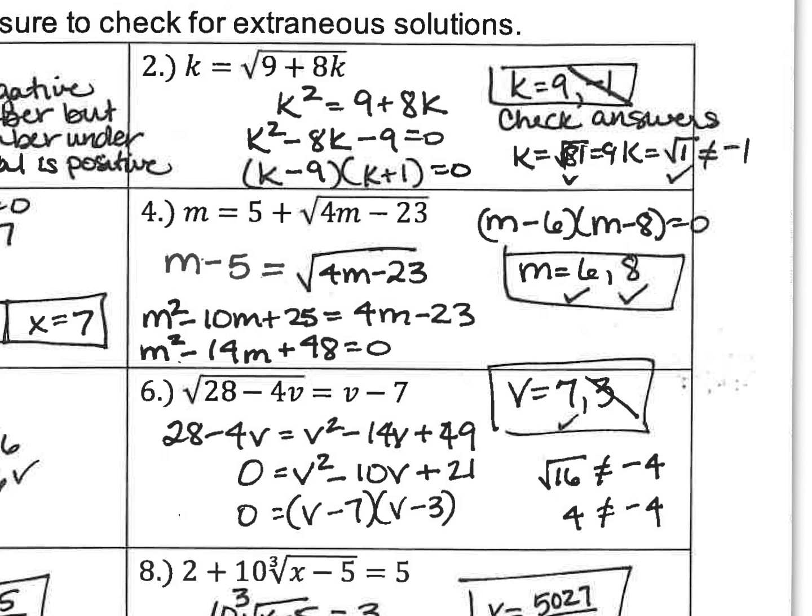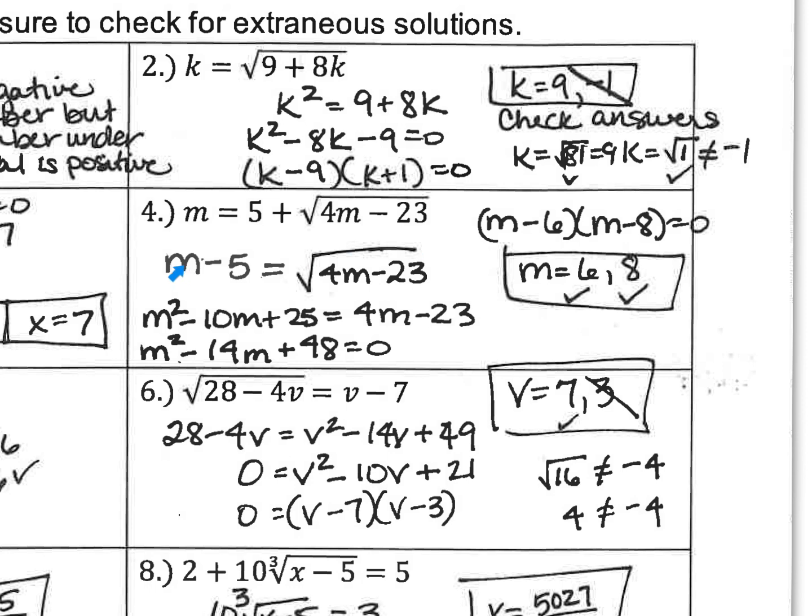So in this problem, we have m equals 5 plus the square root of 4m minus 23. So if we're going to be solving for m, you probably realize already we're going to have to do some squaring because that's the inverse of square root. But first of all, we're going to move this 5. So we subtract 5 from both sides. We have m minus 5 equals the square root of 4m minus 23. So now this is where we're going to have to square both sides to clear out the square root.